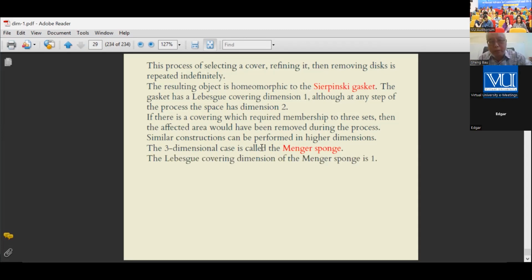The Menger sponge in any dimension, in the 3-dimensional case, has dimension 1. You should prove this. We didn't even say it has dimension 2. Saying dimension 2 is easier because if you remove all the points covered by at least 4 open sets, then you might expect that the remaining points in the limit will be covered by at most 3 open sets, which means Lebesgue dimension is 2.